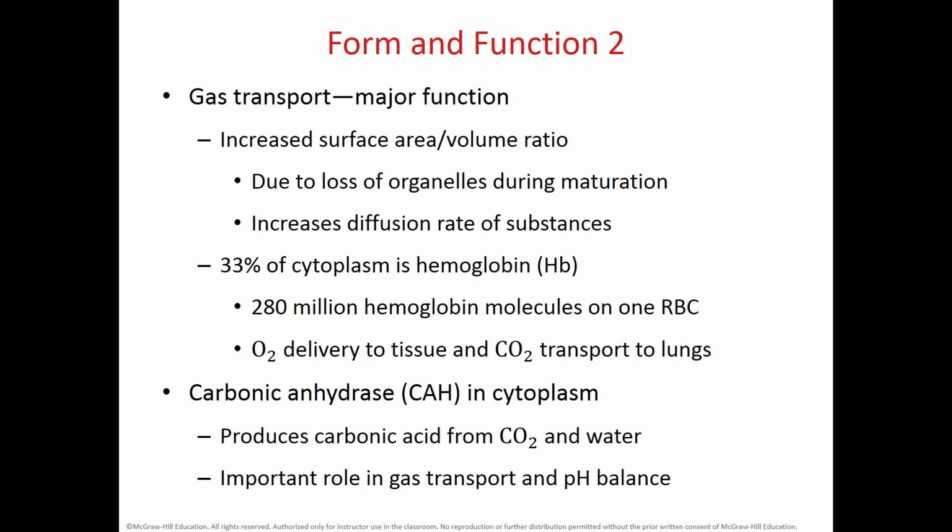Another important part of these red blood cells is this enzyme known as carbonic anhydrase, or CAH. This carbonic anhydrase will be important to combine or condense CO2 with water to form carbonic acid. And this carbonic acid is going to be important to control the pH, or the hydrogen ion concentration, within our plasma.